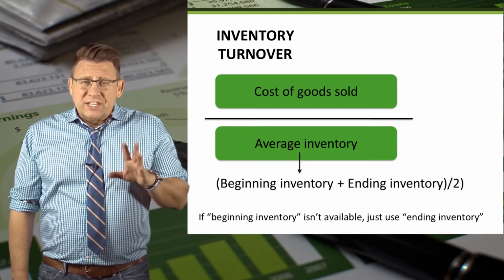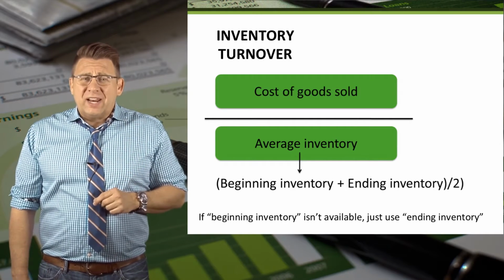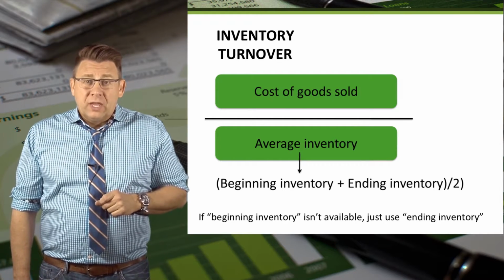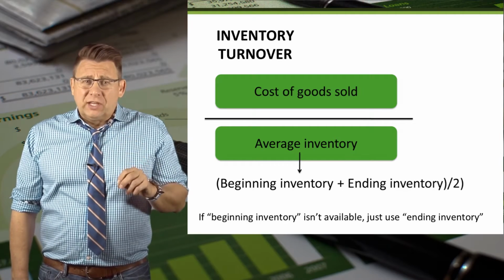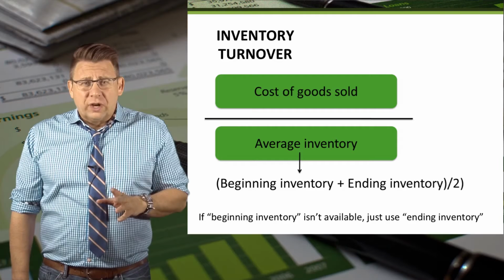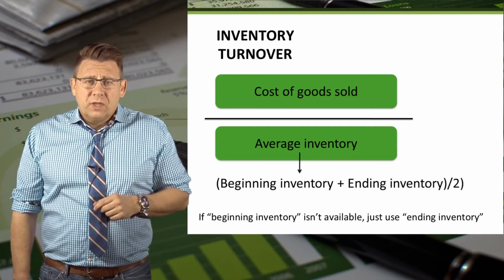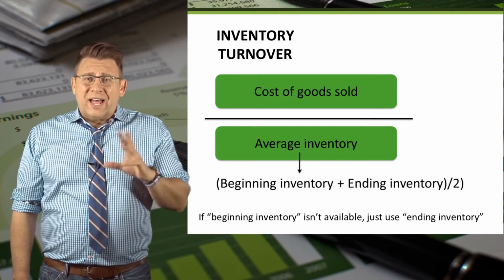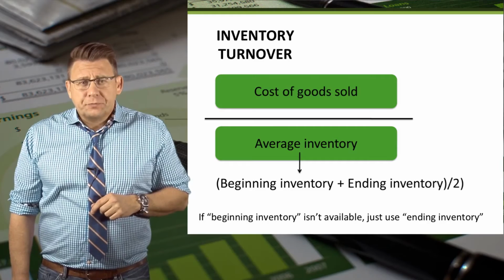The formula is cost of goods sold divided by average inventory. Average inventory is calculated by taking beginning inventory plus ending inventory and dividing by 2. This is one of the ratios where the higher the number, the better.